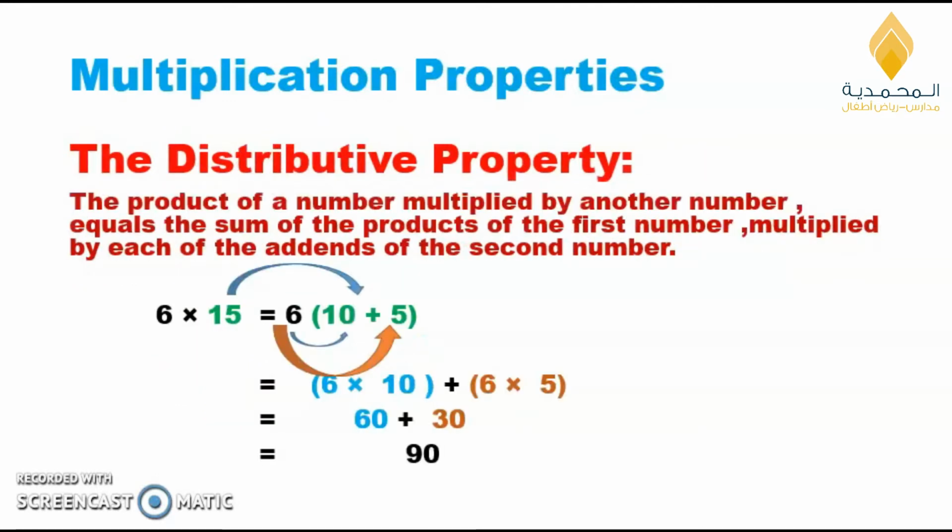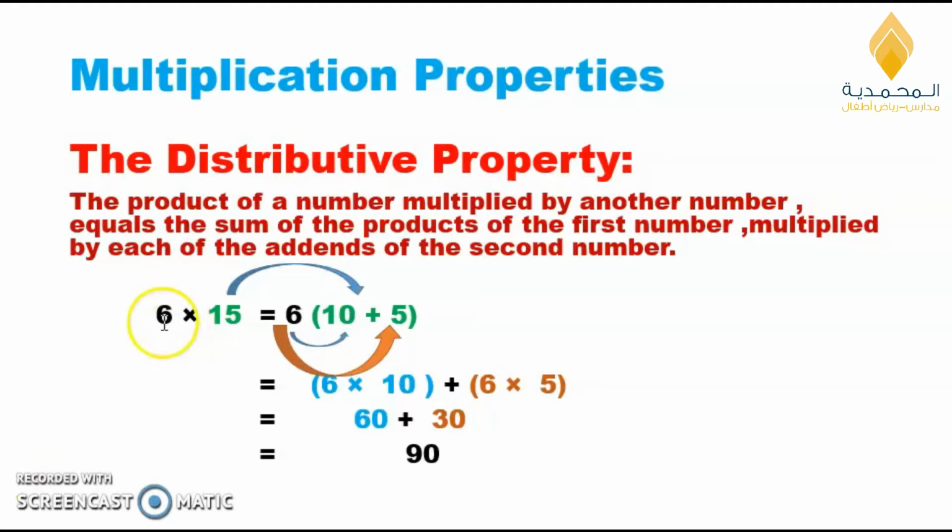The third one is the distributive property. The product of a number multiplied by another number equals the sum of the products of the first number multiplied by each of the addends of the second number. Okay, students, forget about these sentences. I'm going to give you an example to explain the meaning of this property.